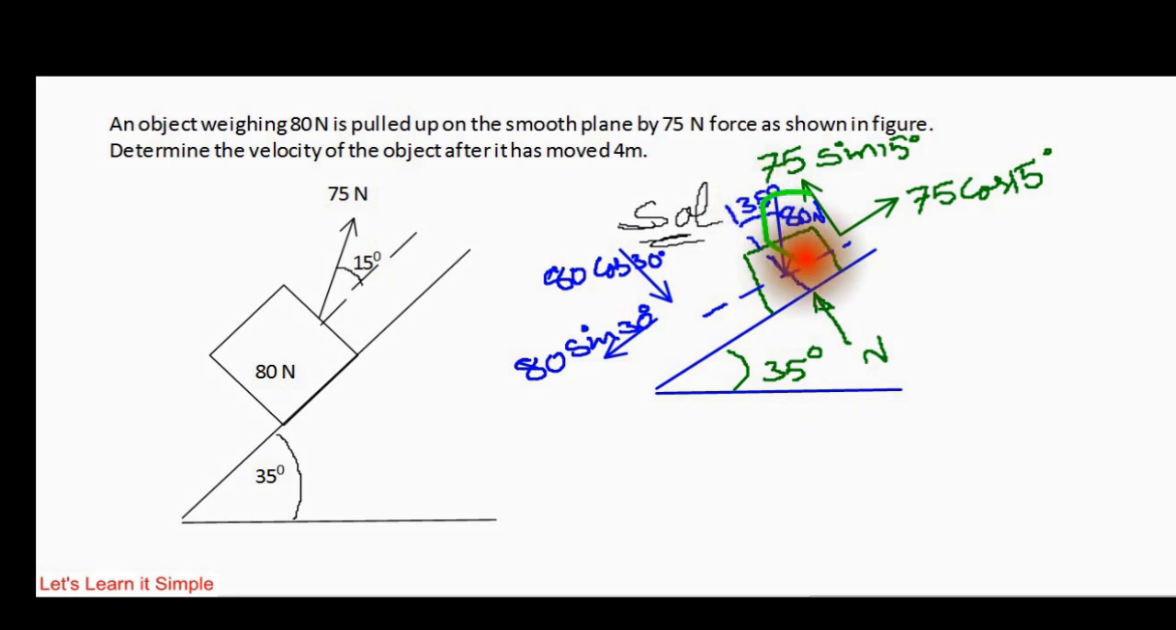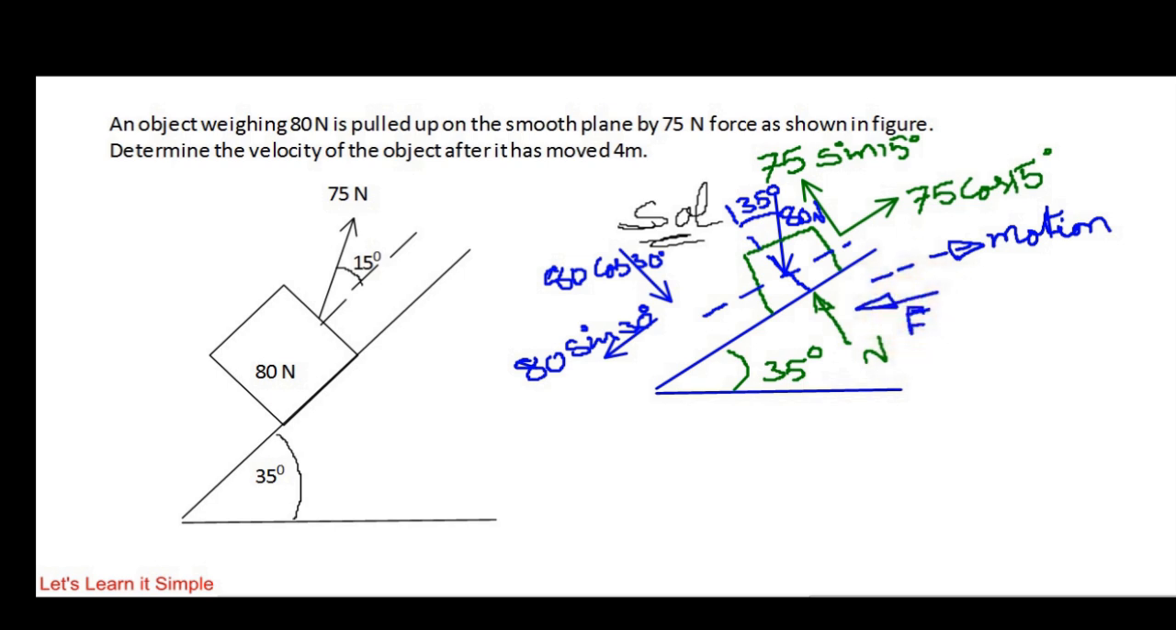The weight is resolved into two components. One is perpendicular to the rough inclined plane. Second is along the plane. Then the applied force 75 Newton is resolved into two components. Then you have the normal reaction, which is perpendicular to this one. When you apply a force of 75 Newton, this is the direction of motion. To oppose this, you will have a frictional force.